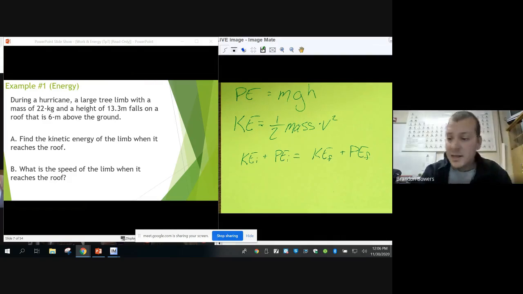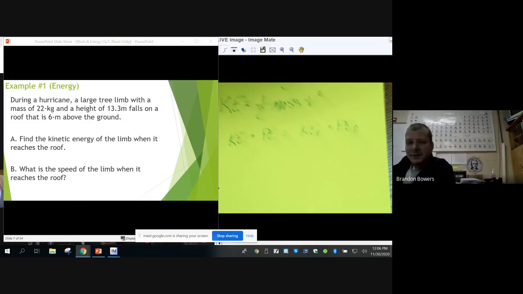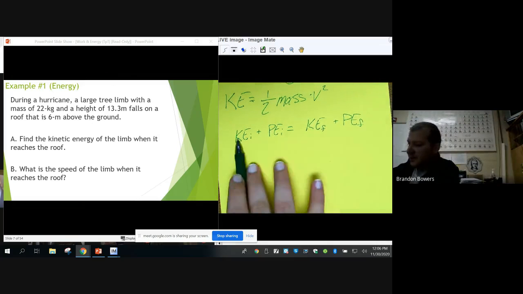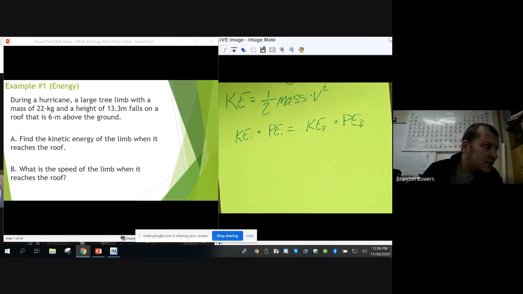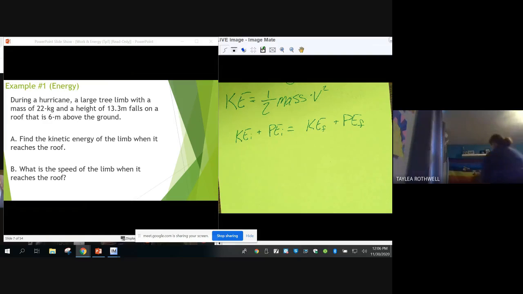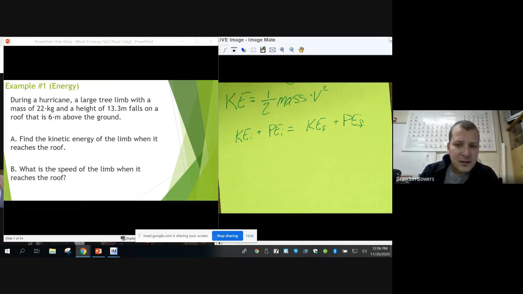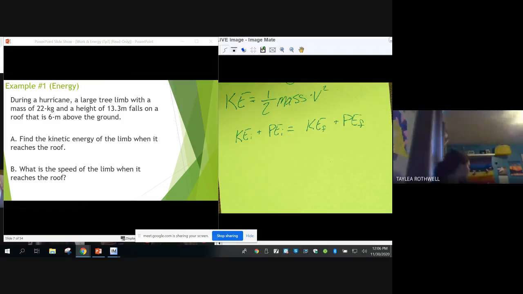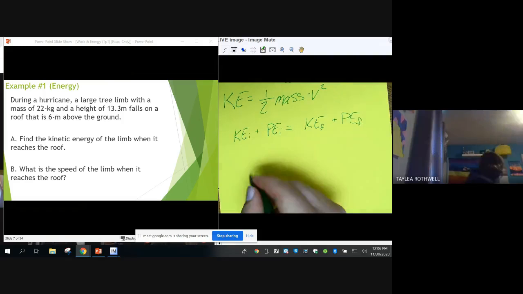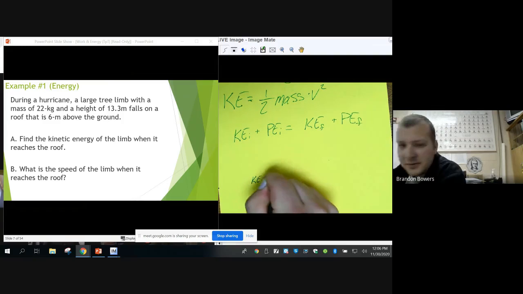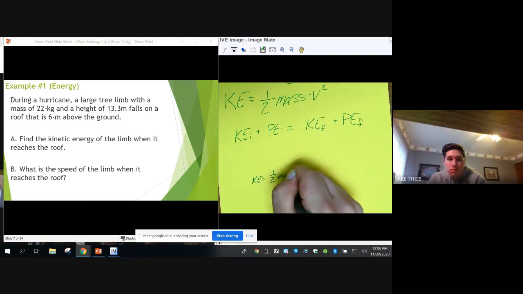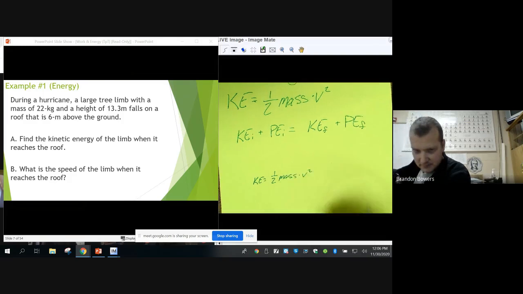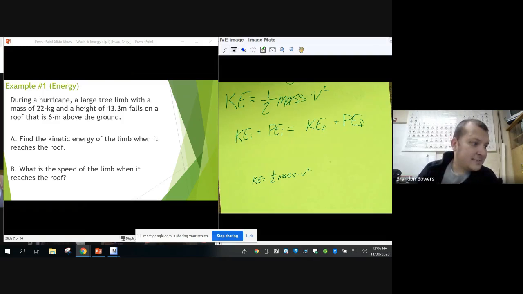But anyway, what we're going to have to do is utilize these equations. If I look at the kinetic energy equation, kinetic energy is equal to half the mass times velocity squared. Do I know what velocity is?